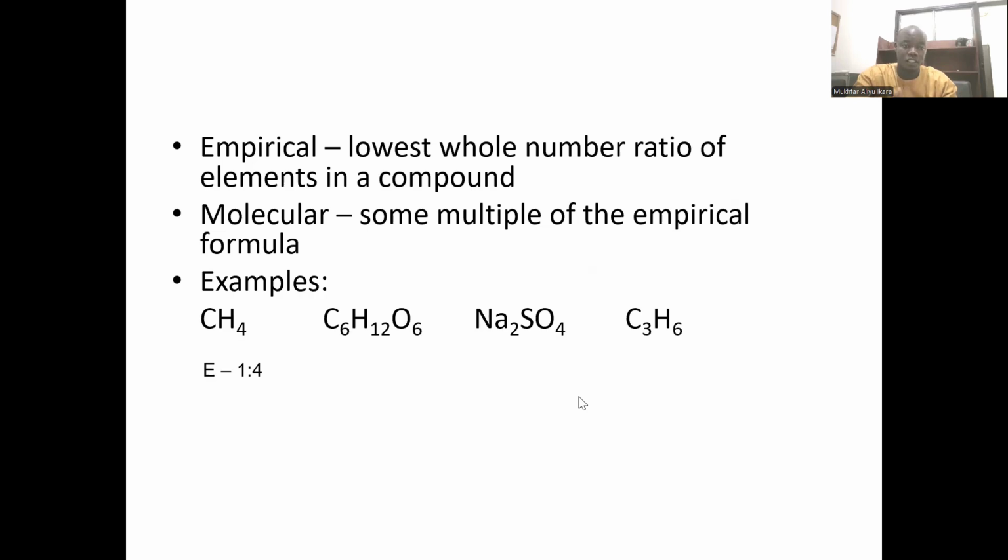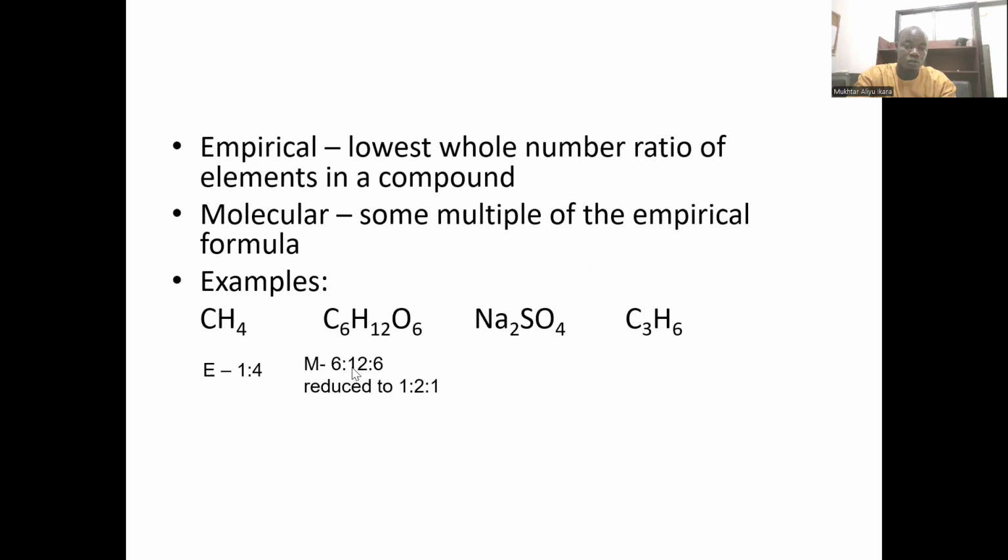So now, let's look at the example. This is CH4. So the empirical formula has carbon as 1, and of course for the hydrogen it is 4. So that is why we have 1:4.